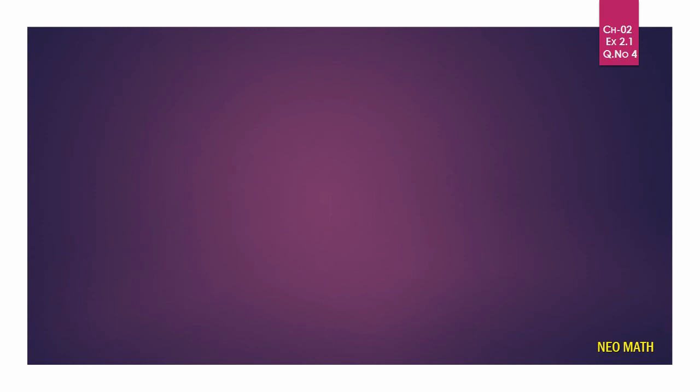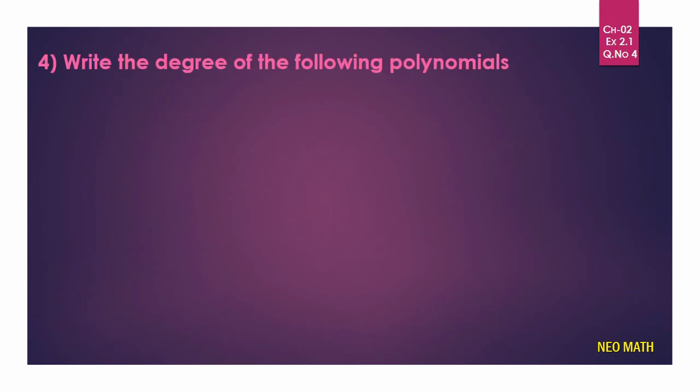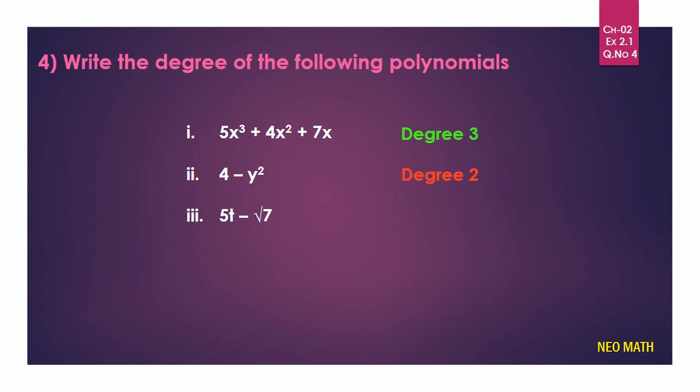Exercise 2.1, question number 4. Write the degree of the following polynomials. How do we find out the degree? The highest power of the variable in the given polynomial is the degree. First part, 5x cube plus 4x square plus 7x. The highest power of the variable x in this polynomial is 3, so the degree is 3. Second part, 4 minus y square. The highest power of the variable y is 2, so the degree is 2. Third part, 5t minus root 7. The highest power of the variable t is 1, so the degree is 1.